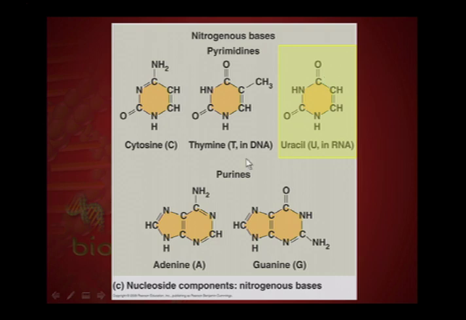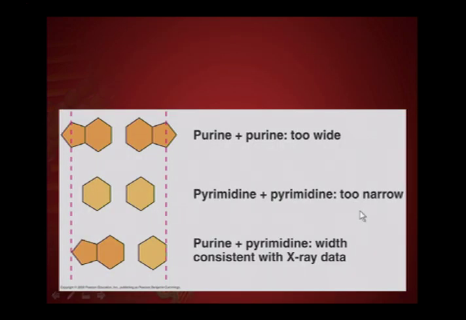Now, you'll notice that nitrogenous bases then are complexes of nitrogen and carbon in either a single ring structure or double ring structure. So those that have a single ring structure we refer to as pyrimidines. Those that have a double ring structure we call purines. And so when Watson and Crick were putting their models together and trying to figure out the actual structure of DNA, what they realized is that if you had 2 purines together, that would be too wide. If you had 2 pyrimidines together, that would be too narrow. So if you had a purine and a pyrimidine together, that would give you the appropriate diameter.